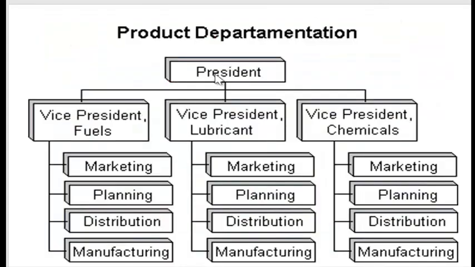So then you have a president, you have vice president fuels, vice president lubricants, vice president chemicals. Because depending upon the product, what product you are selling, okay, what product you are dealing with, you have different kinds of departments. Now the fuels have marketing, planning, distribution, and manufacturing, and lubricants also have, chemicals also have, but these are different products you are selling in your company, and you have departments in terms of product.